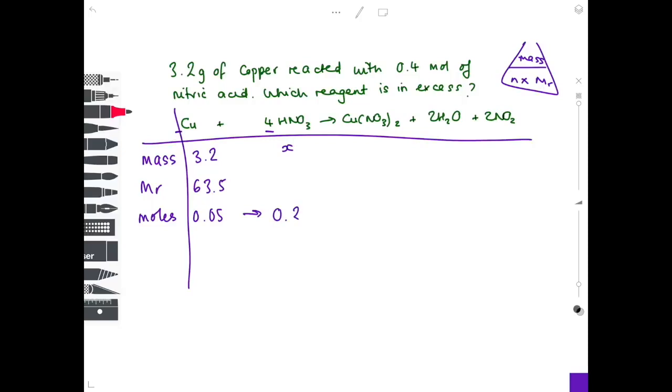So now we compare, and we have a look at what we were given in the question. Well, we were told we had 0.4 moles of nitric acid, but we only need 0.2, so clearly nitric acid is in excess.